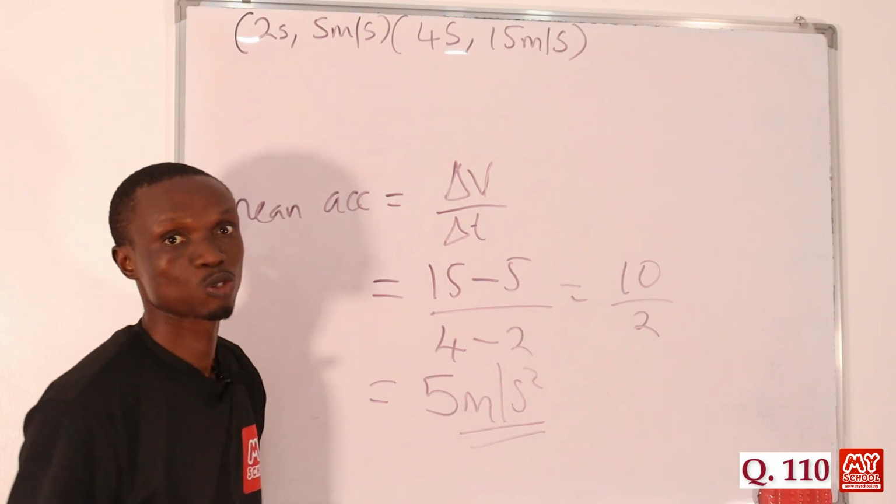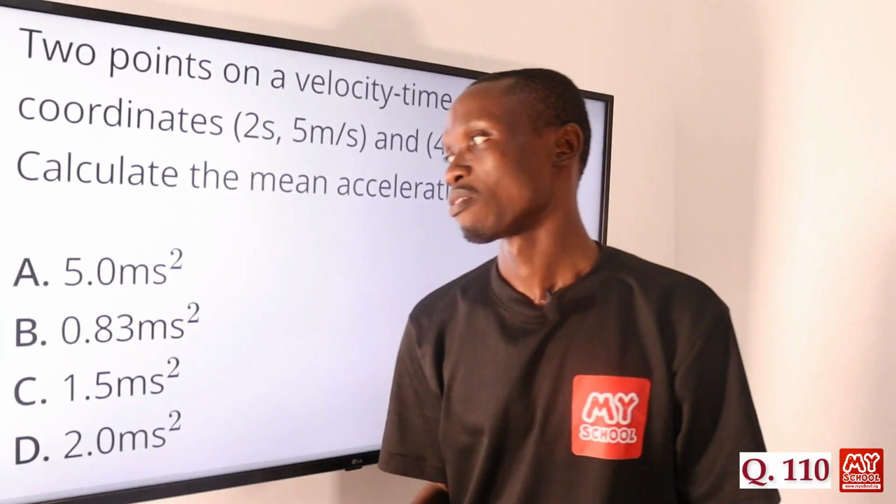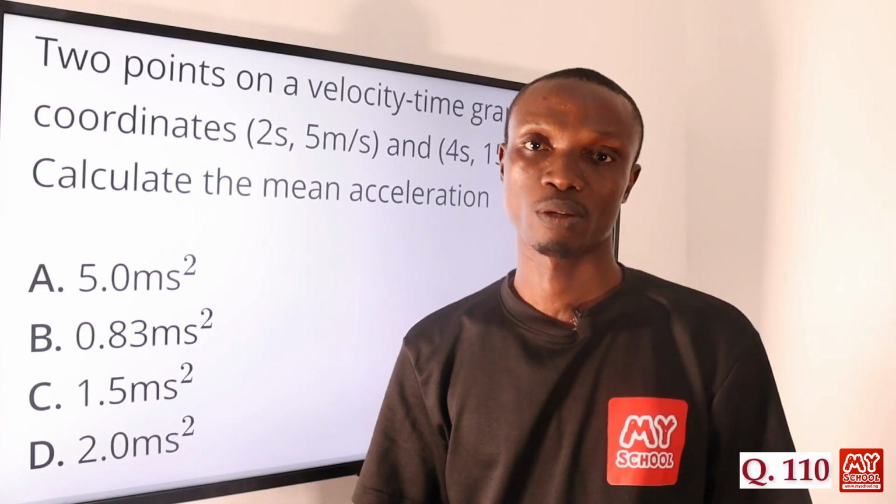So let's return back to the screen to pick the correct answer to this question, and that is option A, 5.0 meters per second square.